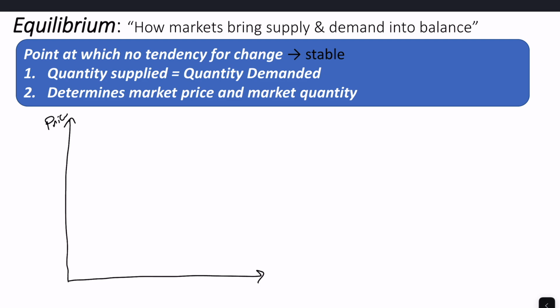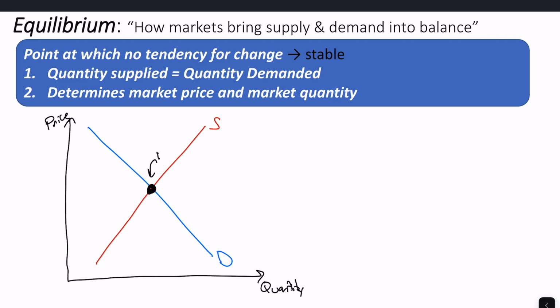We have price again on our y-axis and quantity on our x-axis. Downward sloping demand curve, upward sloping supply curve. An equilibrium is going to be a point where there's no tendency for change. It's stable. Everyone's happy. They don't want to change their decision. So buyers can't do any better, and sellers can't do any better if they change their quantity decisions here. So equilibrium is going to happen whenever we have supply crossing our demand curve right there.